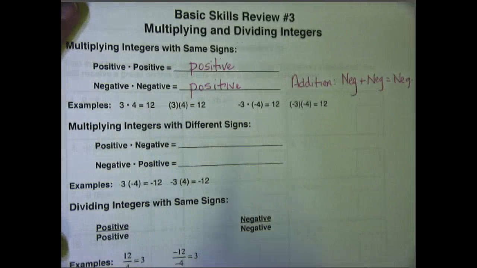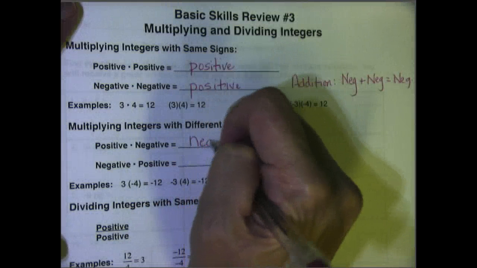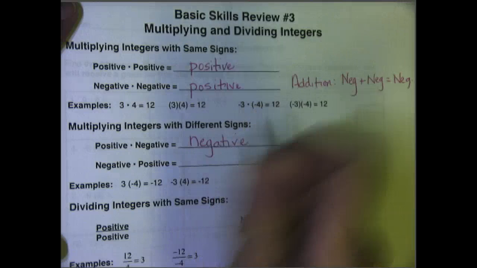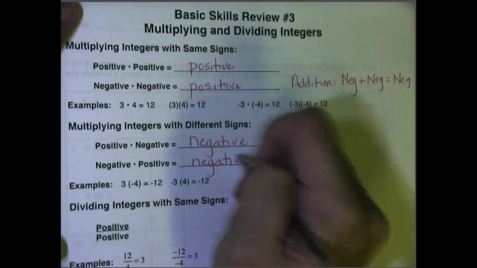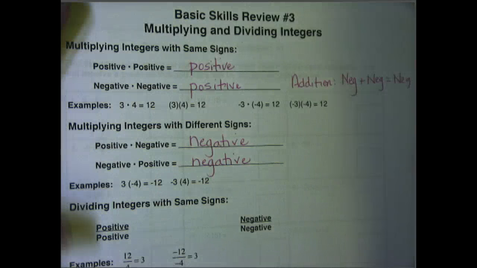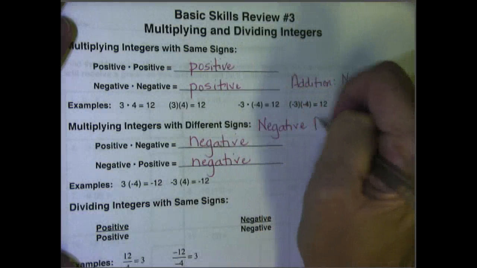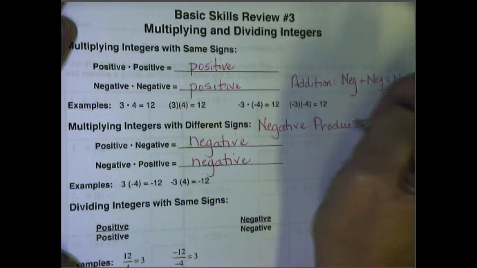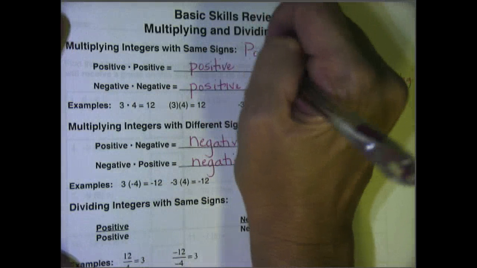Multiplying integers with different signs. A positive times a negative is a negative, and a negative times a positive is a negative. So you don't have to go through all of the different work that you have to with adding integers with different signs. The rule is simple. Anytime you multiply integers with different signs, you get a negative answer, a negative product. Anytime you multiply integers with the same signs, you get a positive product.